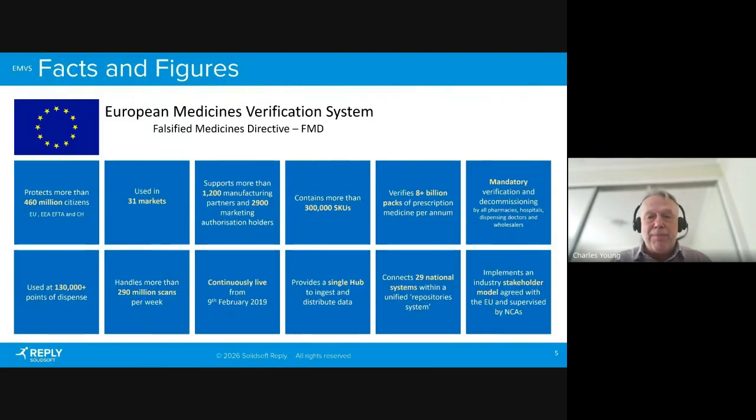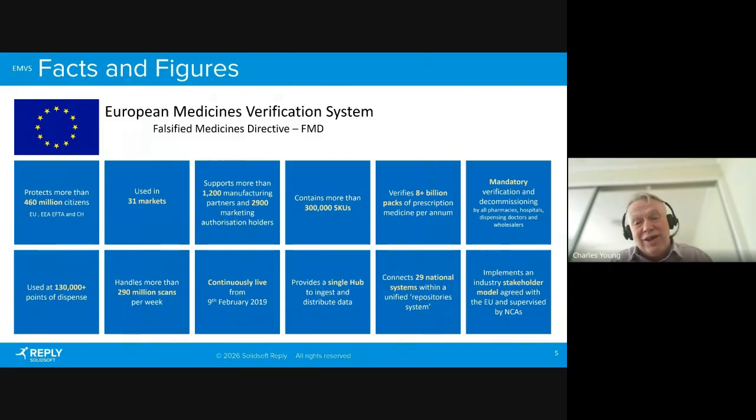So currently it protects more than 460 million citizens across Europe, those who have been prescribed medicines. It's used in 31 markets, identified in terms of separate regulatory authorities and legislative jurisdictions. We support 1,200 plus manufacturing partners, 2,900 marketing authorization holders, and another statistic, about 1,800 or more now participation agreement signers, OBPs they're called in Europe.